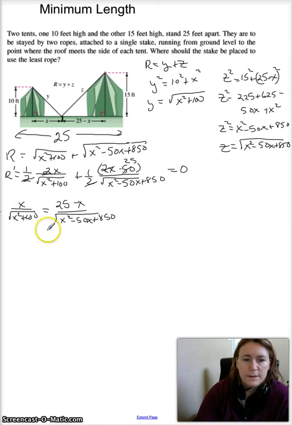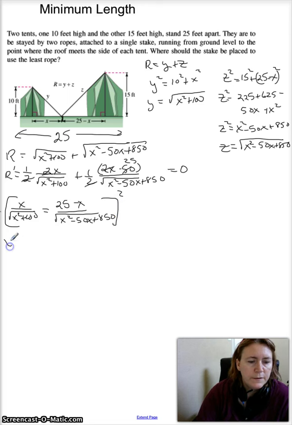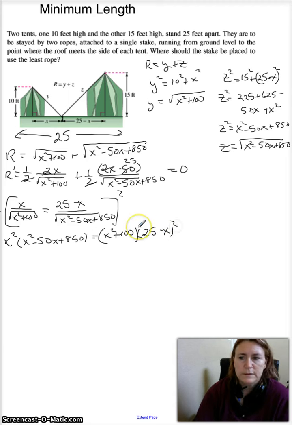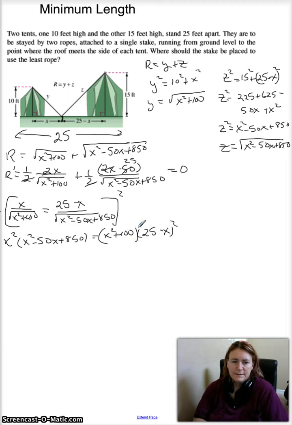And square all at the same time. Okay, so I'm going to square the whole thing and cross multiply because I'm kind of running out of room here. So this is x squared times (x squared minus 50x plus 850) equals (x squared plus 100) times (25 minus x) squared. I know it's kind of ugly, isn't it?